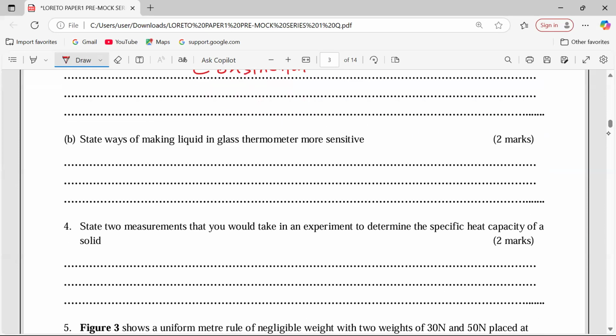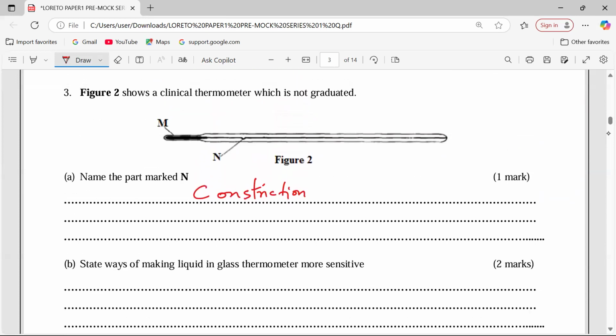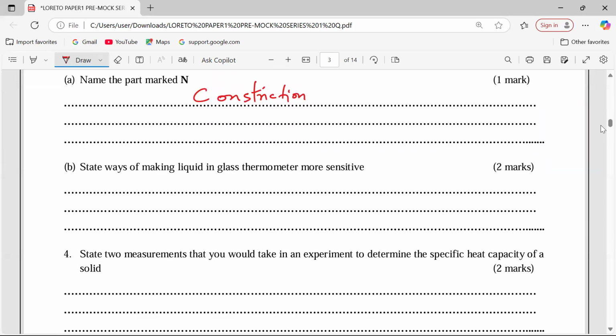Then we have part B, which says state ways of making a liquid in glass thermometer more sensitive. How do we make it more sensitive? The part M is called the bulb. So we use a thin-walled glass bulb. It's the bulb which is placed on the body whose temperature is being determined.